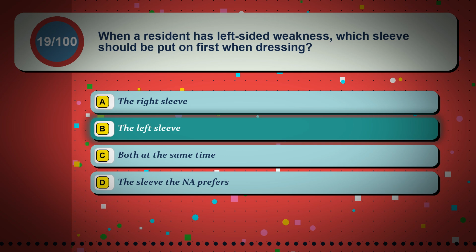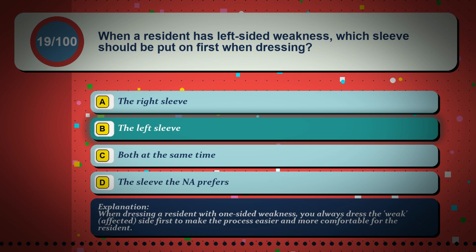The correct answer is option B. The left sleeve. When dressing a resident with one-sided weakness, you always dress the weak affected side first to make the process easier and more comfortable for the resident.